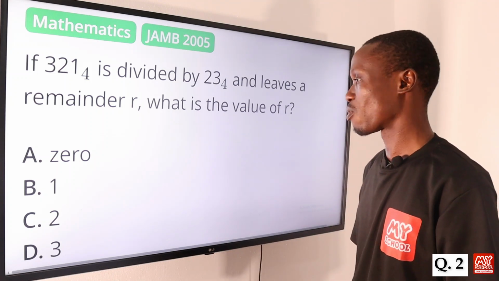Question 2. If 321 in base 4 is divided by 23 in base 4 and leaves a remainder r, what is the value of r? So let's move over to the boards to provide answer to this question.